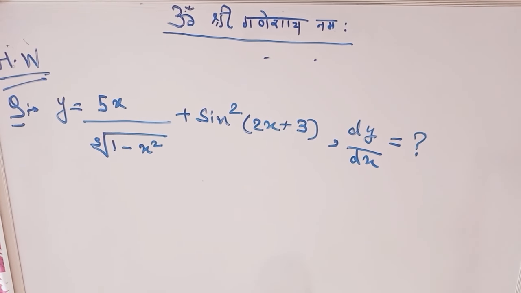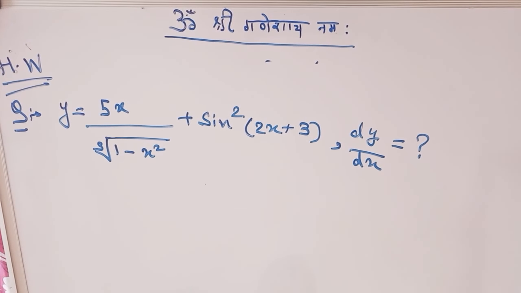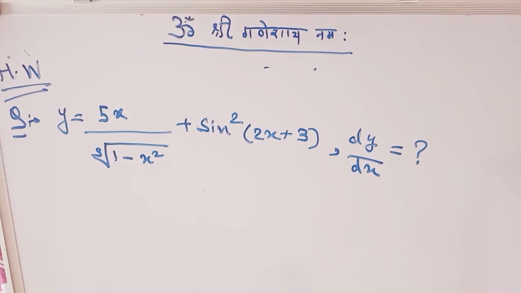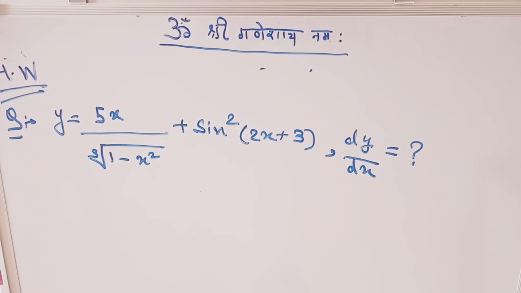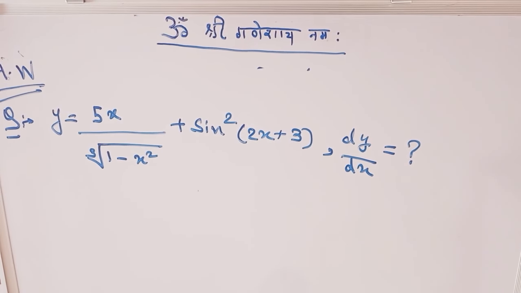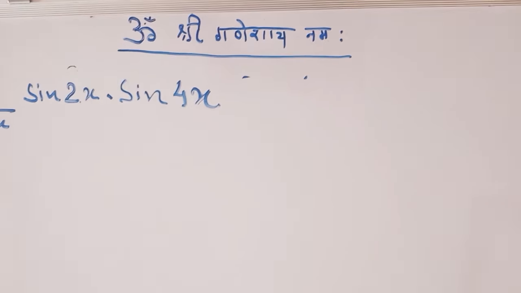So friends, this is homework for today. y equal to 5x upon cube root of 1 minus x square plus sin square 2x plus 3, and you have to find dy upon dx.